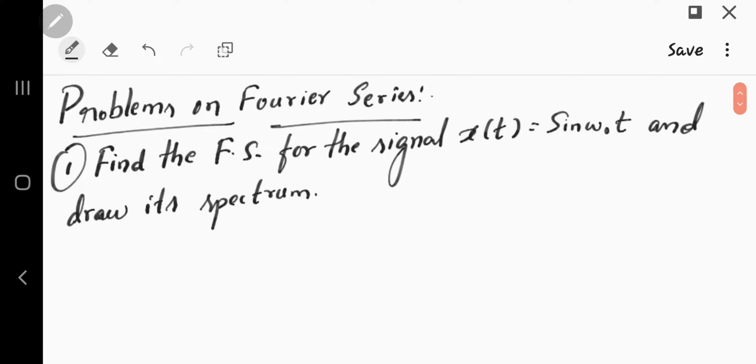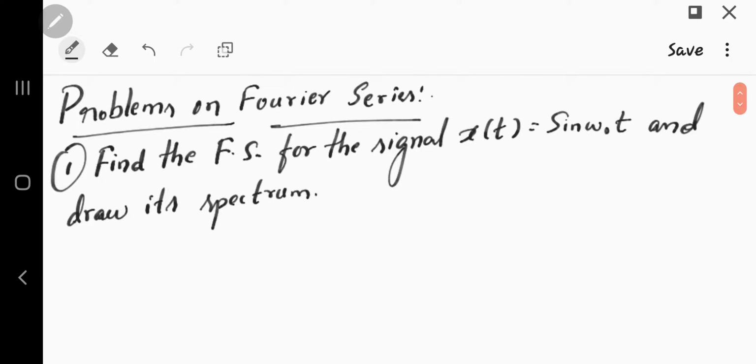Hello students, in this video I'll be taking some problems on Fourier series. In the previous video we derived the expressions for properties of Fourier series. We took all the 9 properties and derived the proof for them as well in the previous videos.